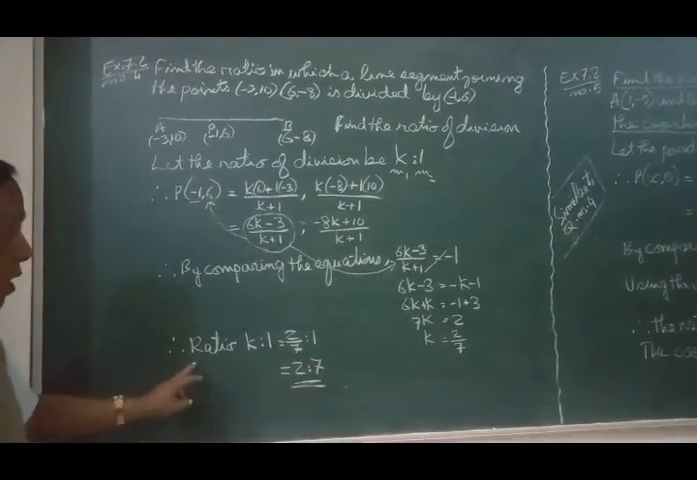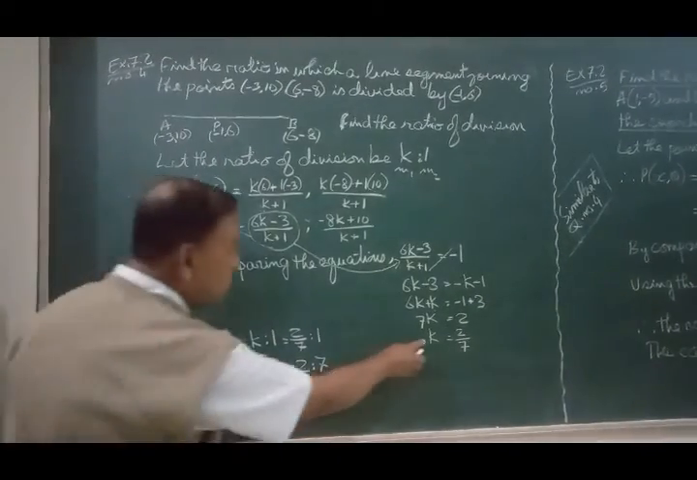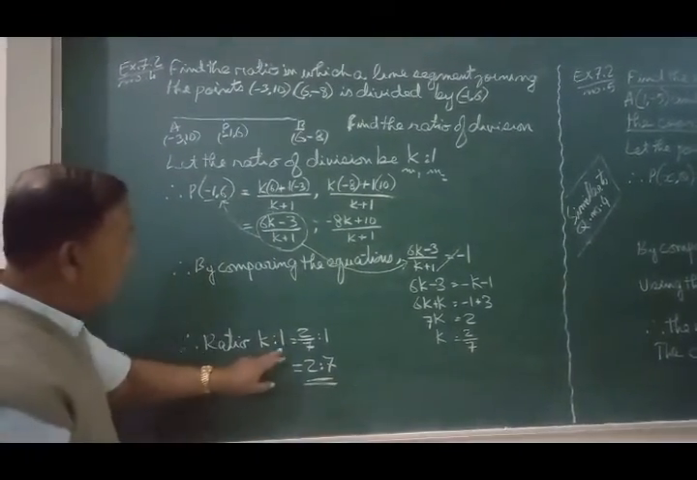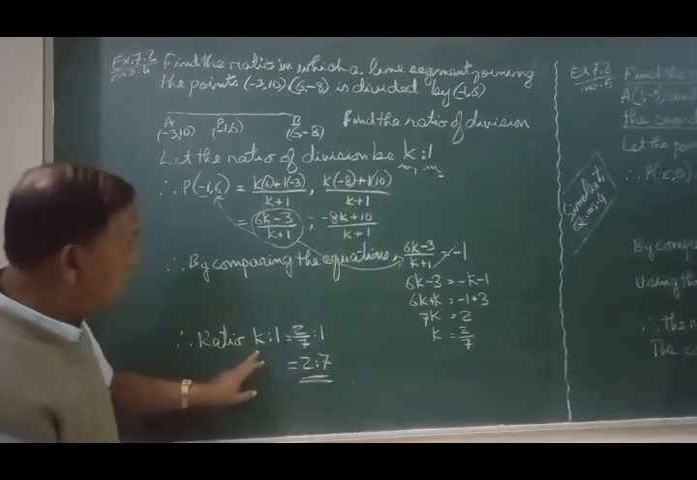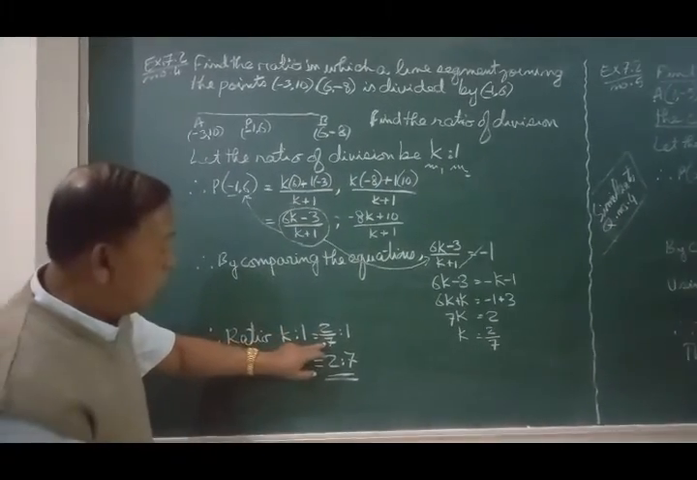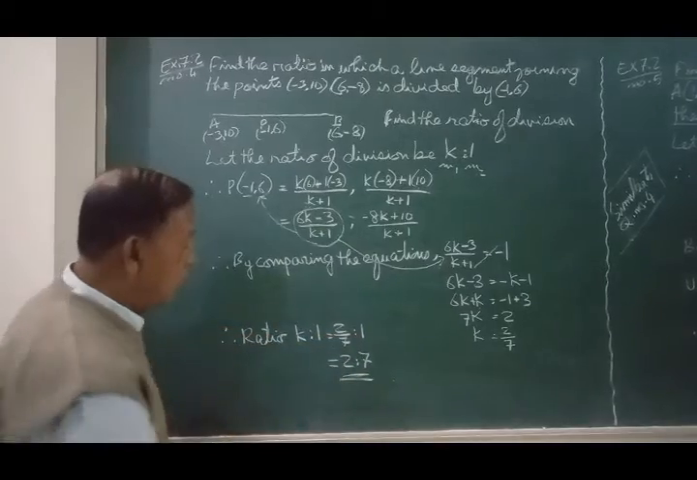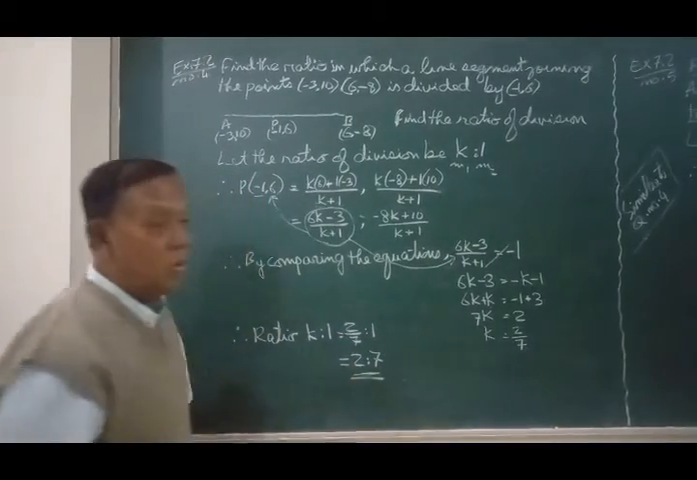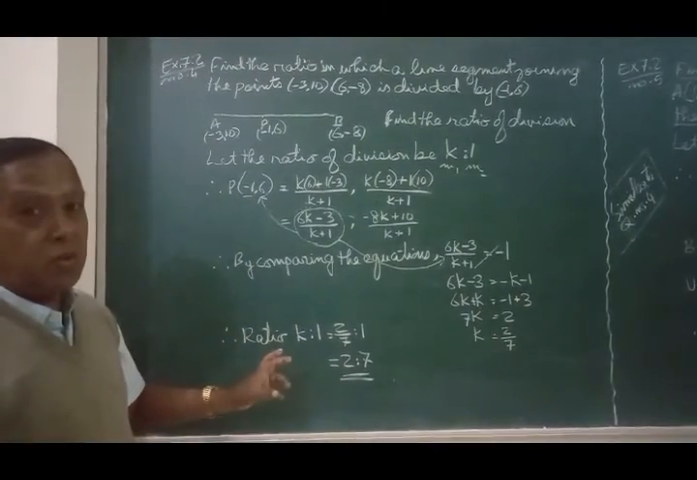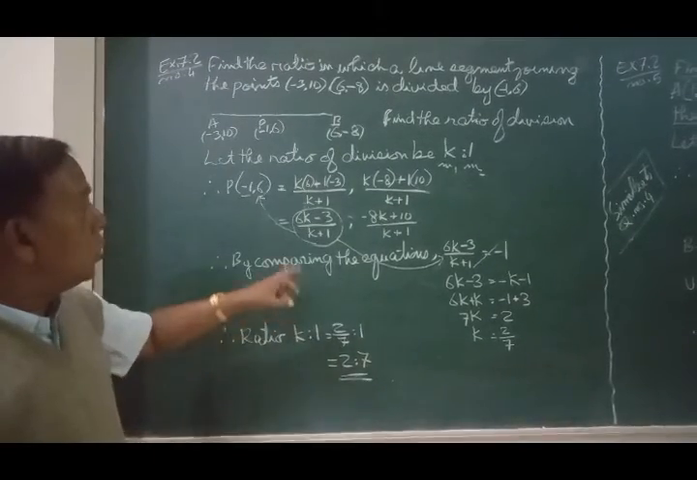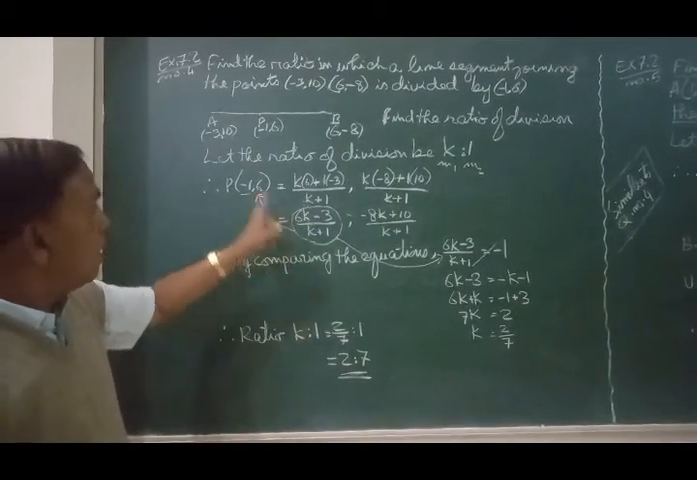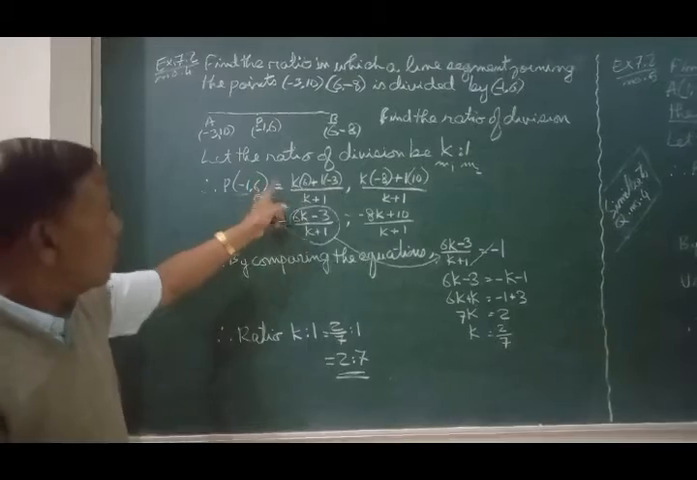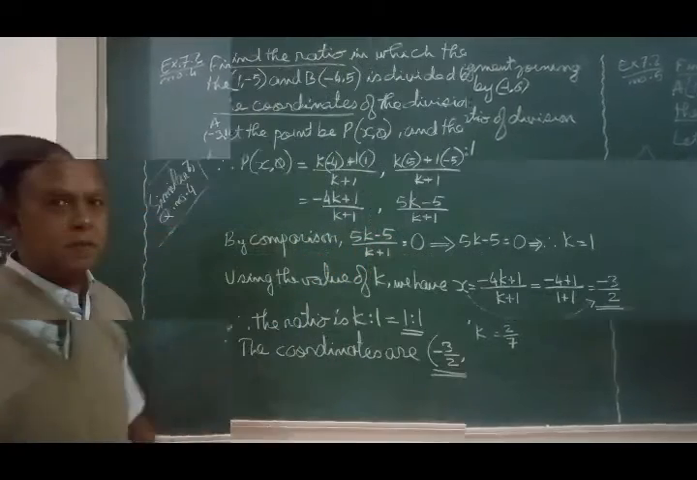And therefore the ratio k is to 1 is equal to 2 upon 7 is to 1, then that is 2 is to 7. That's the ratio. So you don't need to go to the second one, we are comparing this with this, but we don't need to do the second one.